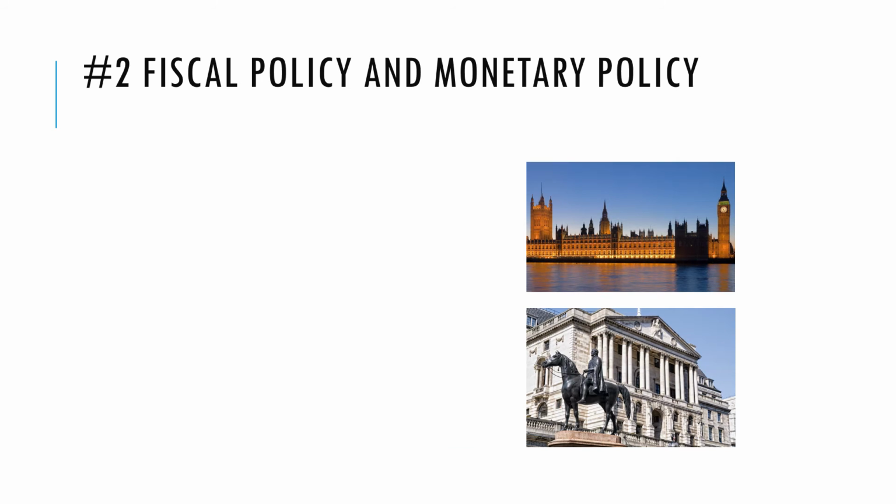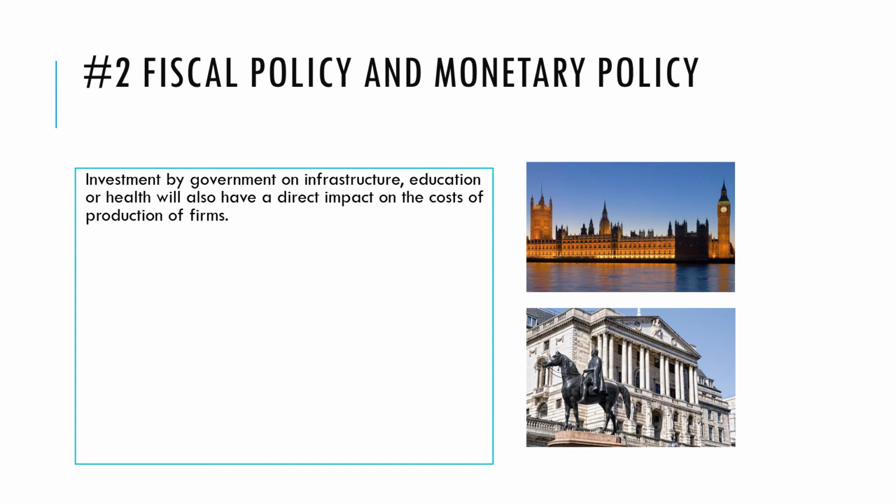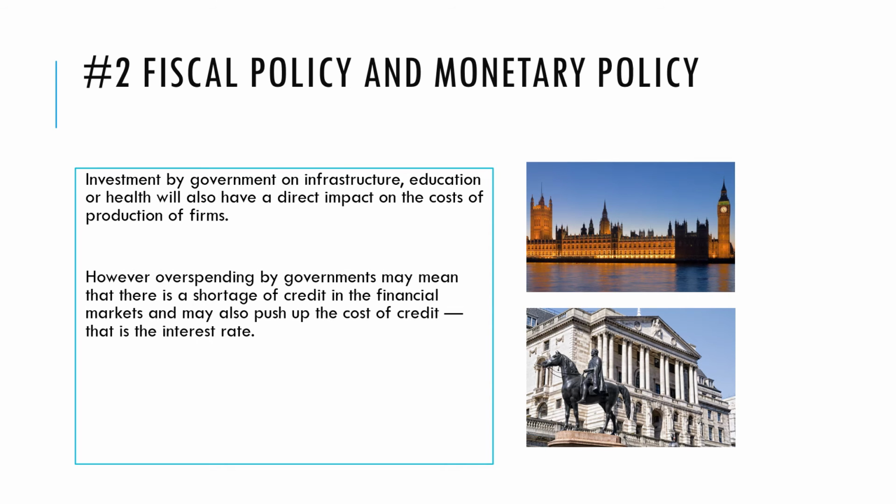A second example here might be a conflict between fiscal policy and monetary policy. Let's say there's been investment by government on infrastructure, education, or health. Now, this might also have an impact on the cost of production for firms. So if governments spend a lot of money, and to do this they borrow money, they might find they're using up a lot of credit in the financial markets and also pushing up the cost of credit, which is in effect the interest rate that other businesses will be borrowing from.